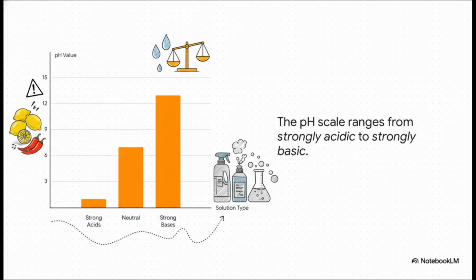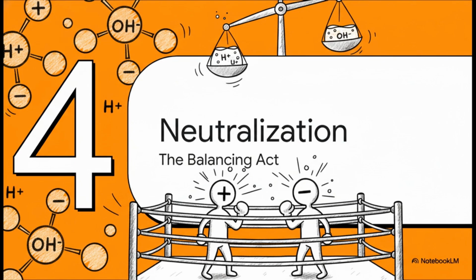Now, if we go the other way, up from 7, solutions get more basic. Anything over a pH of 12 is considered a strong base for the exact same reason. It's just a pro at releasing those OH- ions. So we've got our two champions, right? Acids with their H+ ions and bases with their OH- ions. So what happens when you put them in the same ring together? Well, get ready because this is the main event.